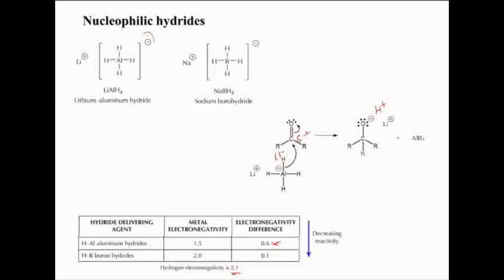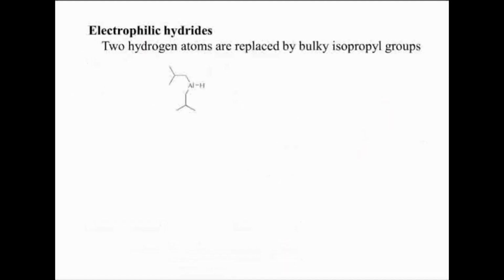So whenever there is a difference in electronegativity, the compound will be ionic and it will be more reactive. When the electronegativity difference is less, ionic nature is less, and hence the reactivity will be less. So this is the decreasing order of reactivity. The point to be remembered is lithium aluminum hydride is a powerful reducing agent, whereas sodium borohydride is less powerful. That will be useful in the later stages. Let us move on to electrophilic hydrides.